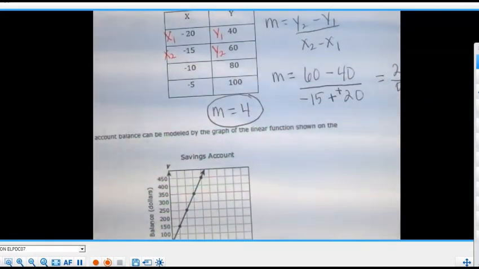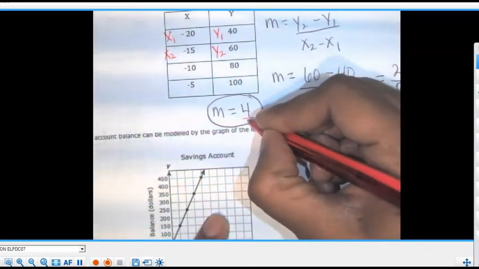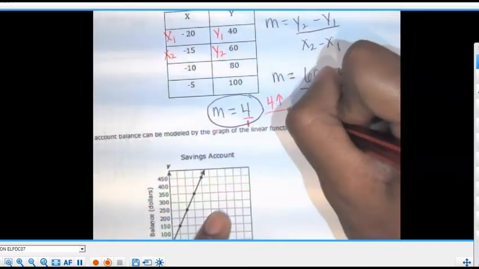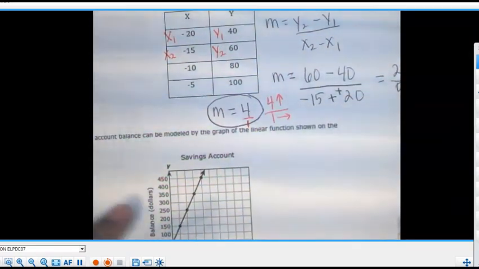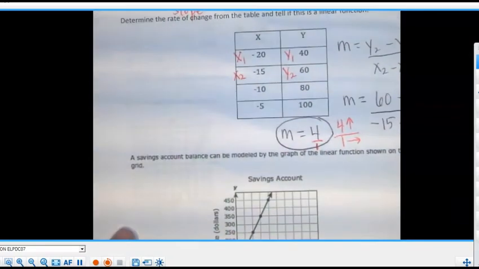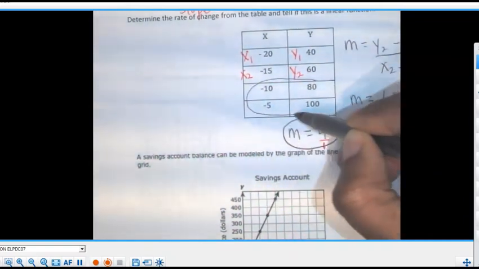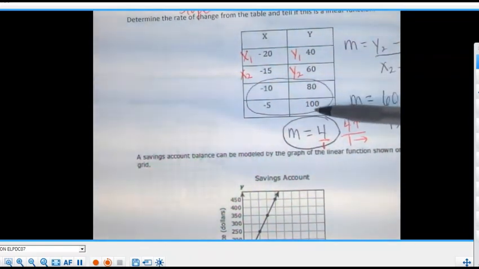That's the slope. What is the address? The address, if I put this over 1, is to go 4 up, 1 to the right. Okay? All right, so now I'm going to do it again, but now I'm going to use these 2 points. Let's see if we get the same answer, because remember, all of these guys are on the line, so it should be the same address.